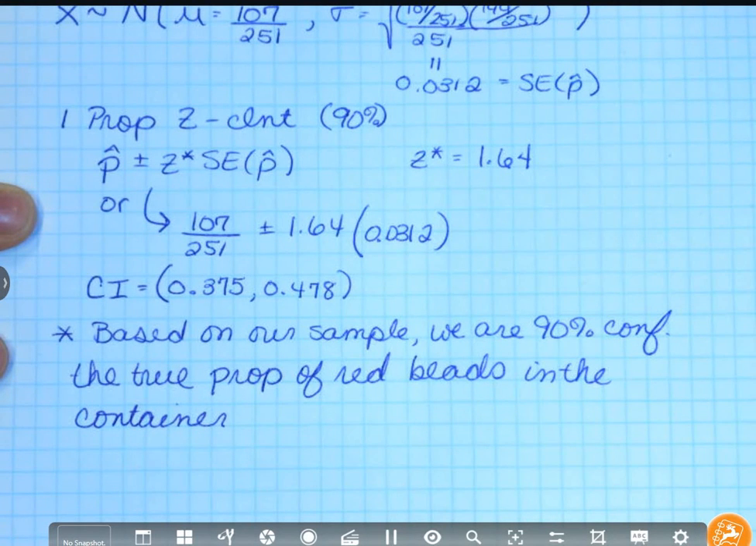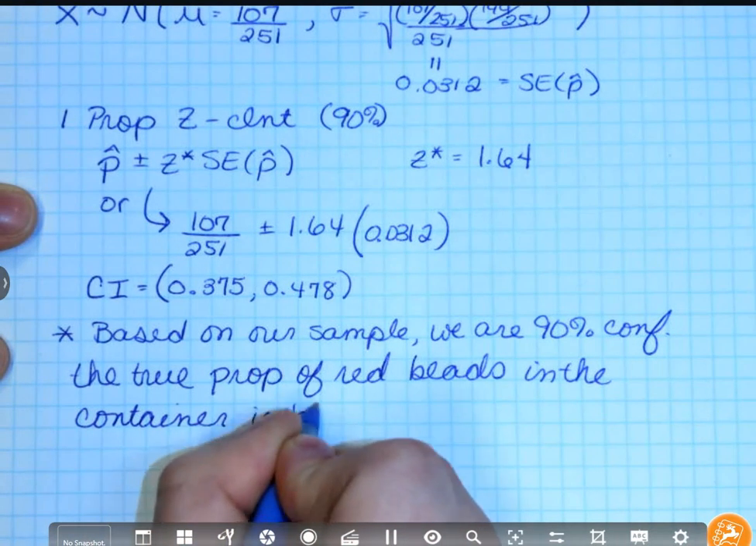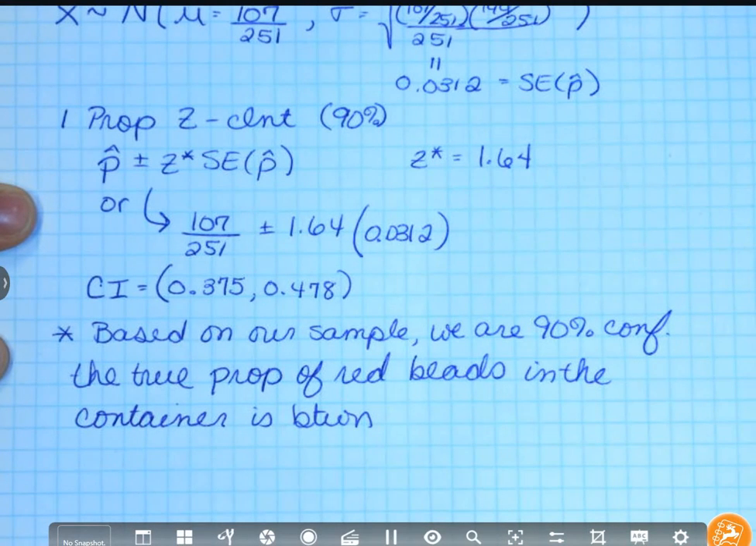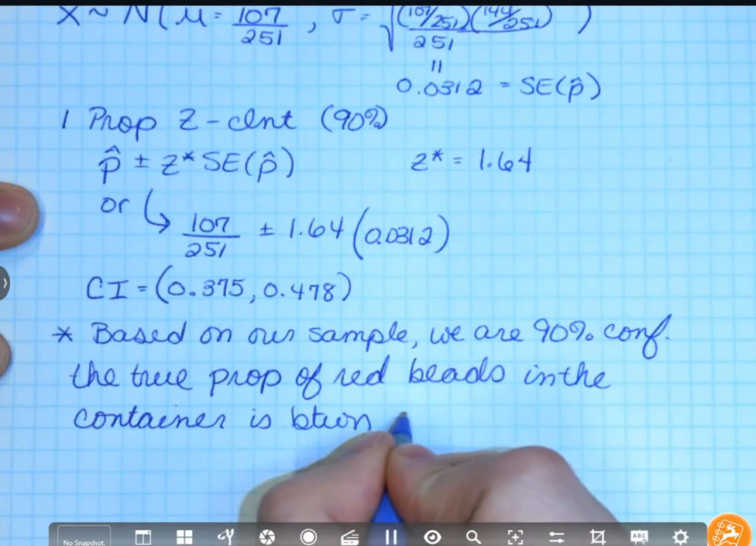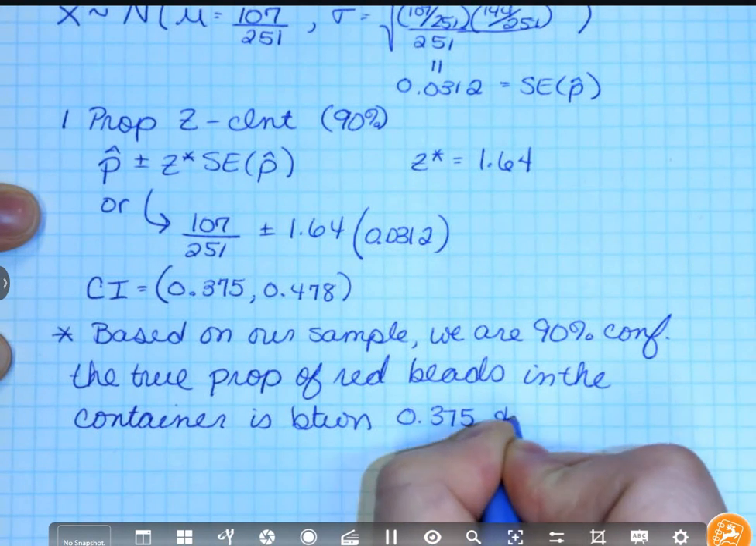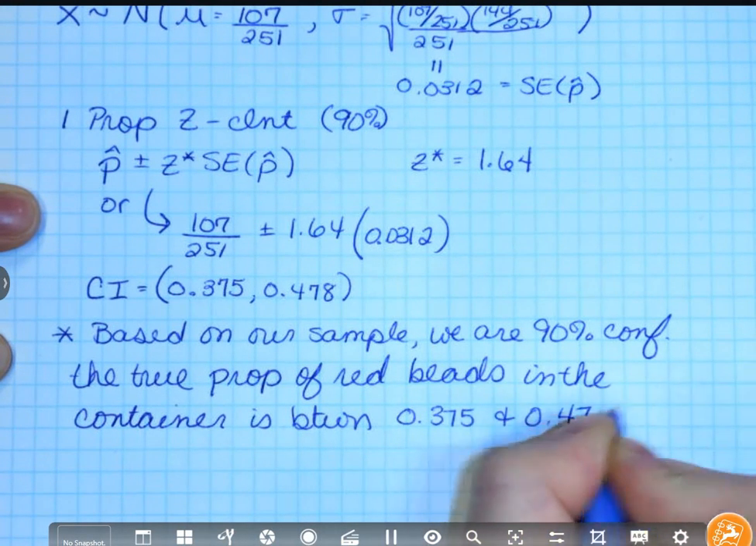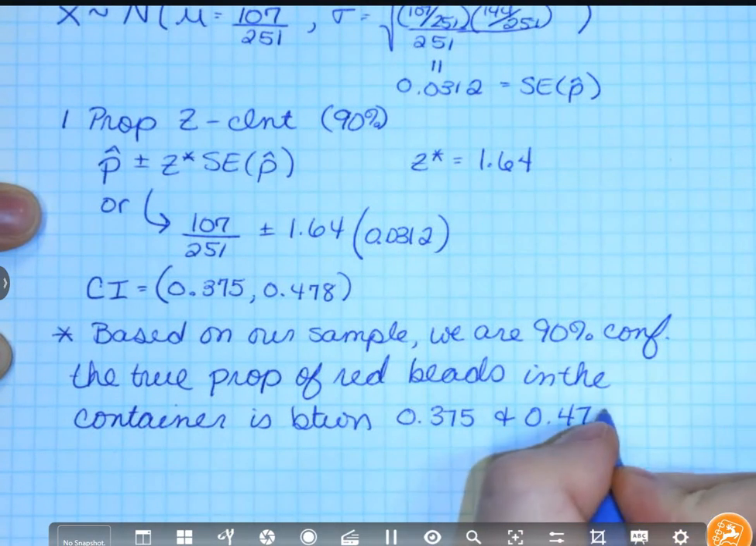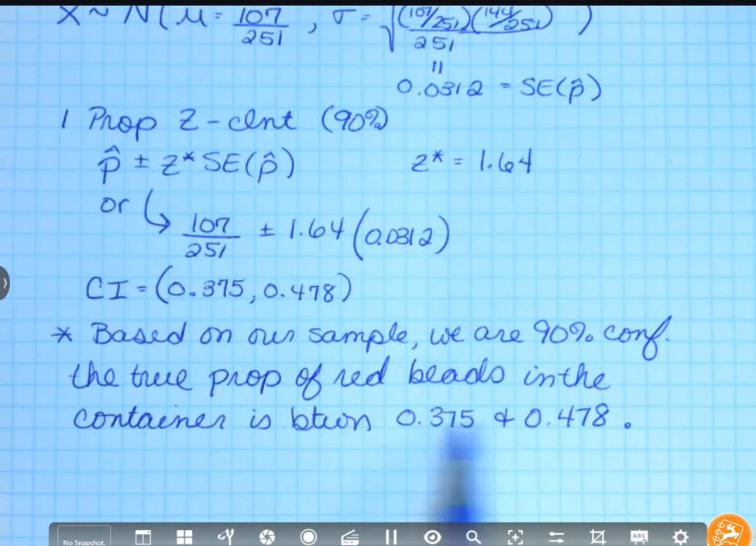What's next for my interval interpretation? Is between, and yes, you are welcome to abbreviate between. And then you can do 37.5, or you can write it as a decimal. It says proportion, so I'm going to leave it in terms of proportion. If you want to do percent, you want to use the word percent here, but try to make sure they match. I don't care which one it is, just make sure they match. You okay with that?